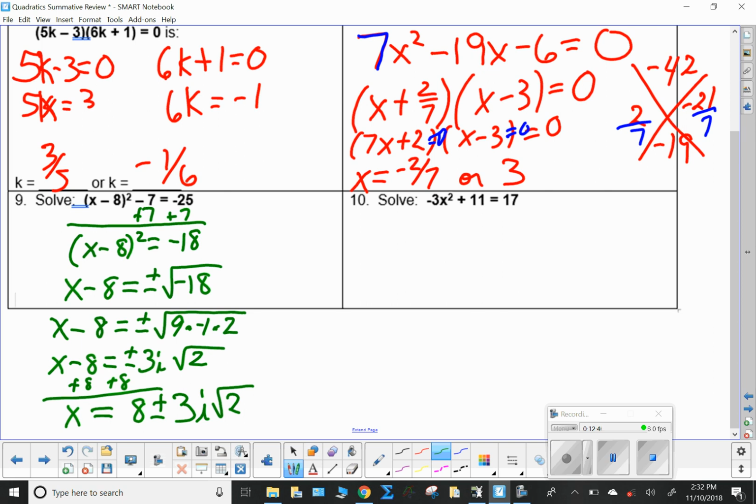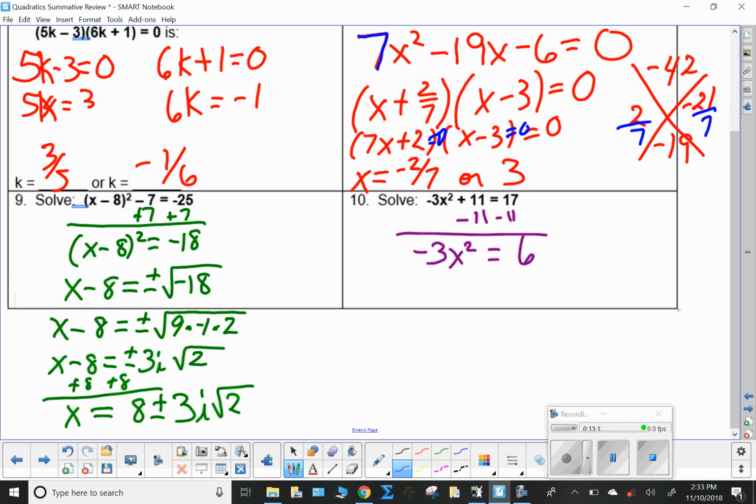Those are my solutions. I have two imaginary solutions. And I didn't have to go through the whole bother of multiplying or foiling out x minus 8. Number 10. This is another one I can solve by square roots. If I subtract 11 from both sides, I get negative 3x squared is equal to 6.